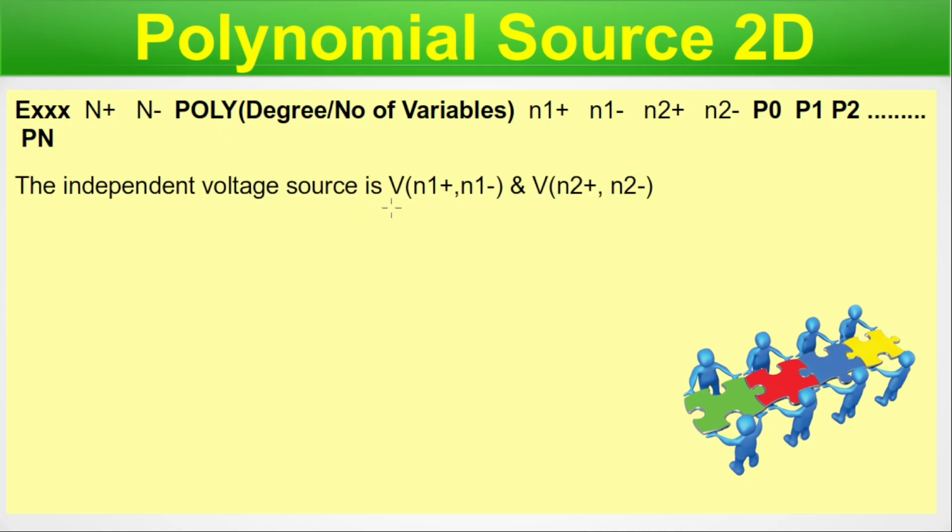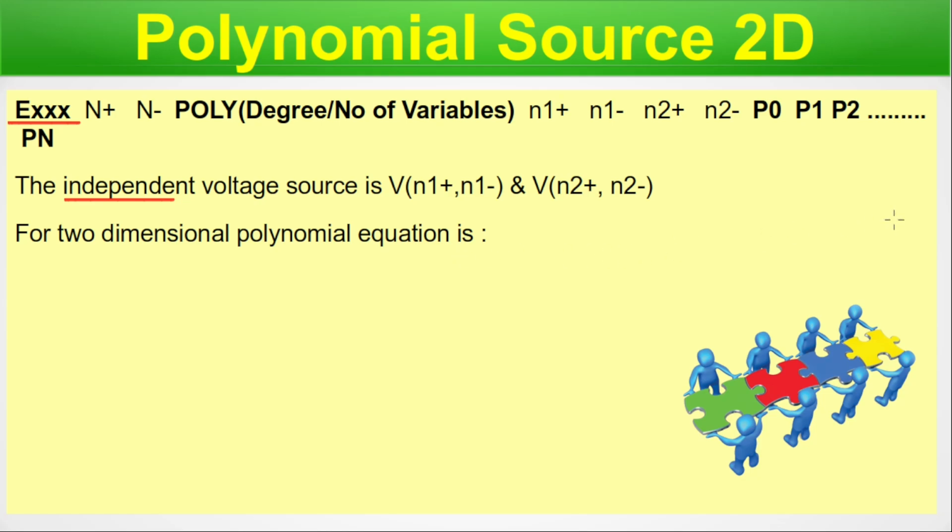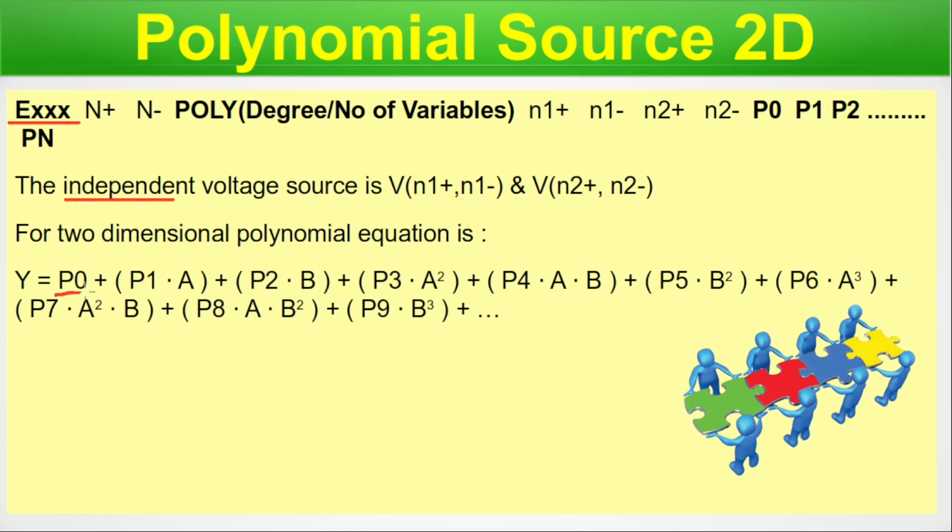So here the independent voltage sources are V1, which is connected in between node 1 plus and node 1 minus, and V2, which is connected in between node 2 plus and node 2 minus. So these are the two voltage sources. These are the independent sources which are controlling this dependent source, right? For the two-dimensional polynomial, the equation is a bit more complex than before. P0 has nothing here. Then P1 into A, P2 into B, P3 into A square, P4 into AB, P5 into B square, P6 into A cube, P7 into A square B, P8 into AB square, P9 into B cube. And this goes on.